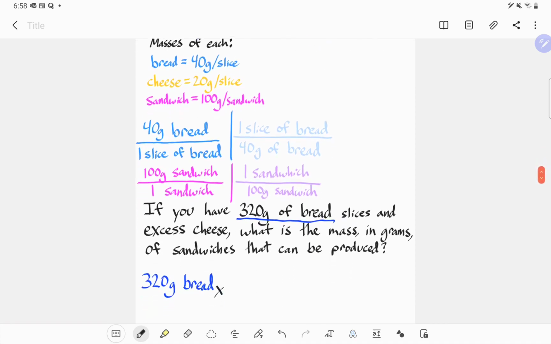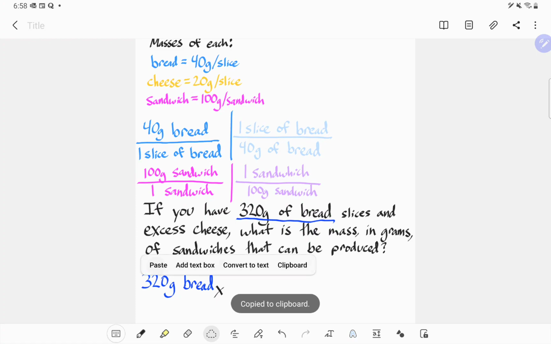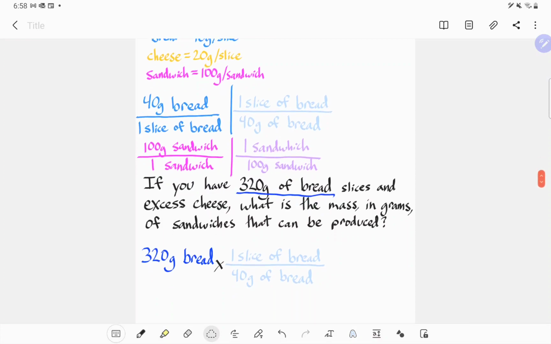So let's first convert the number of grams of bread to number of slices of bread. And we can do so with this ratio up here. The reason why I use this one in light blue is because I want to cancel out grams. I know that grams needs to go on the bottom, so the grams can cancel. We can cancel these units of grams, and we're left with the units of slices of bread.